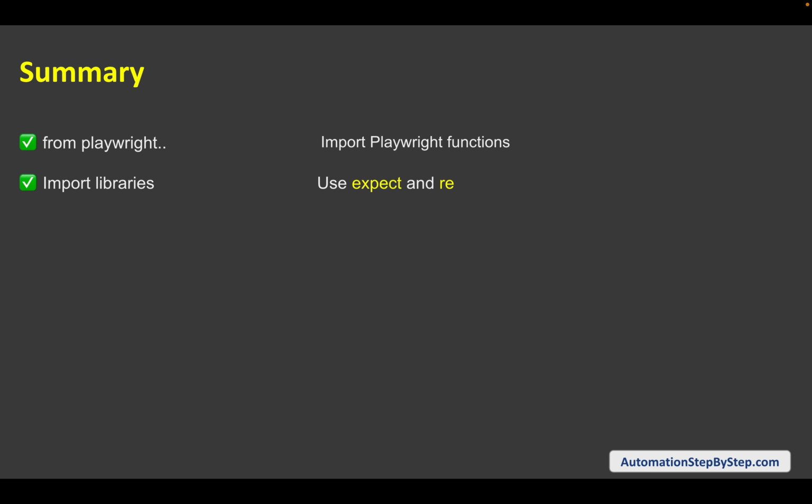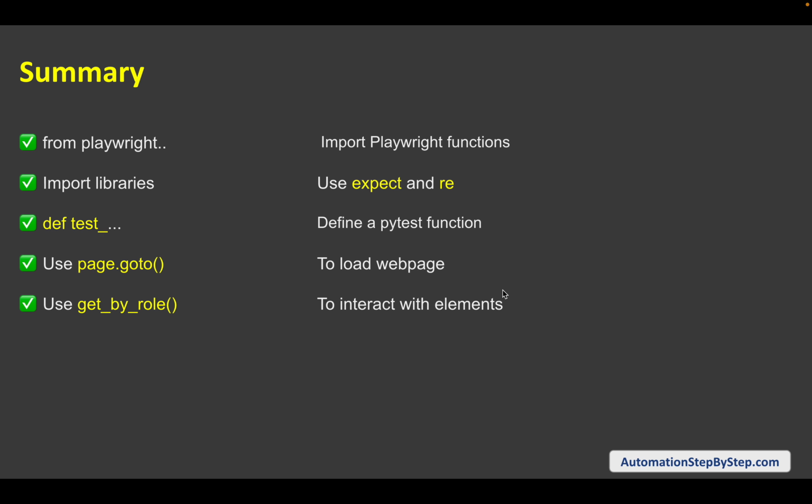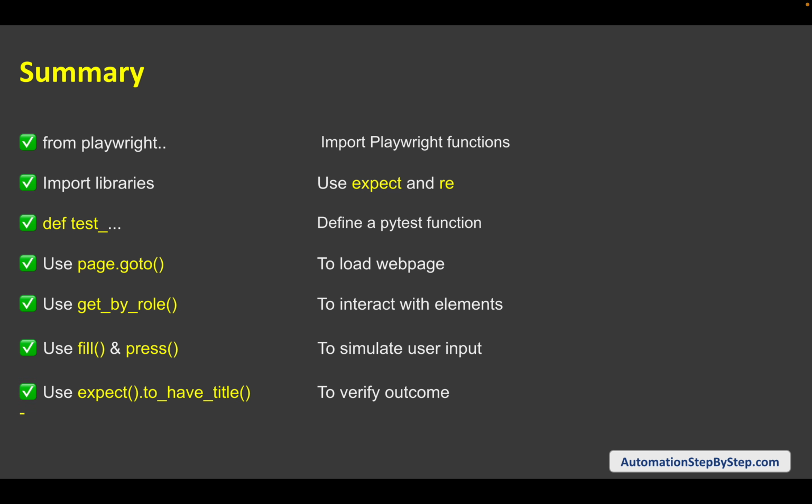Okay, so here we started with from Playwright and we imported the libraries like expect and the regex libraries. Okay, and then we started by def test to define a pytest. We used the page fixture to load a web page and then use all the page functions, then get by role to interact with the elements, and there are so many other options. We used fill or press key to simulate user input, and then expect to add the assertions. Okay, so this is how we can create our first pytest in Playwright.